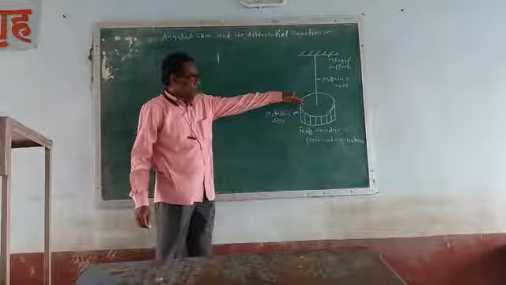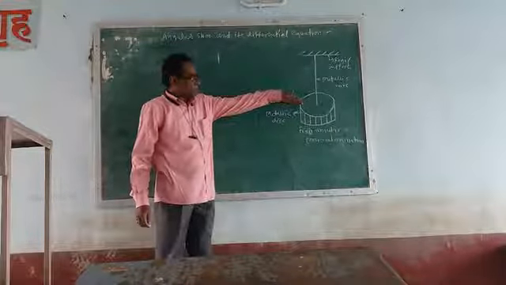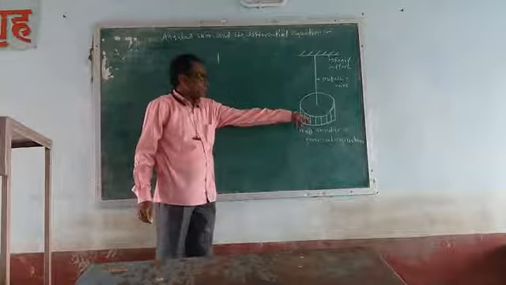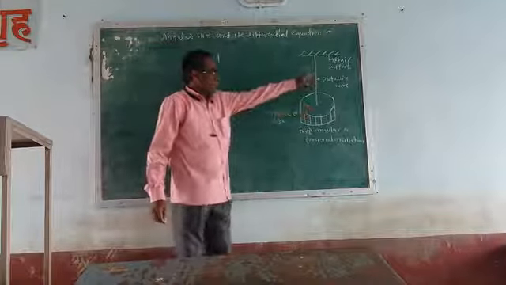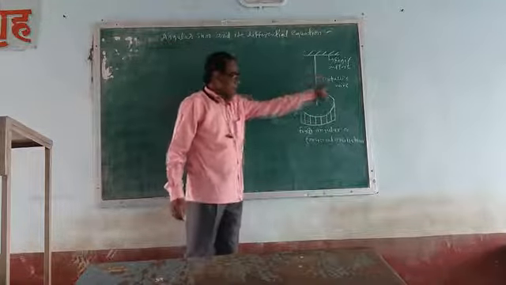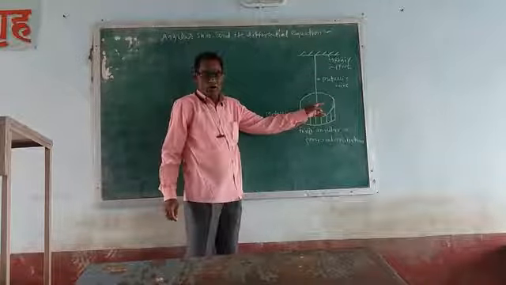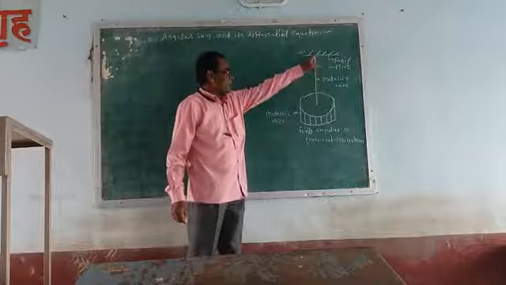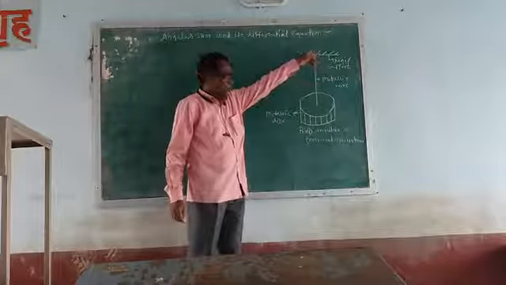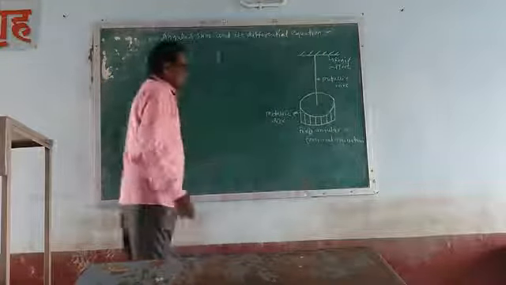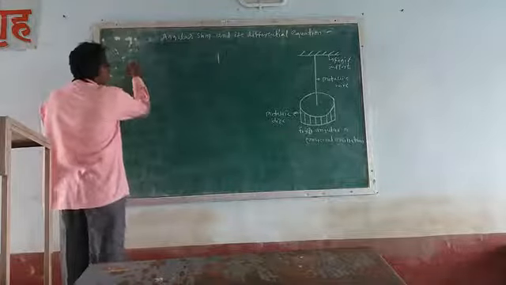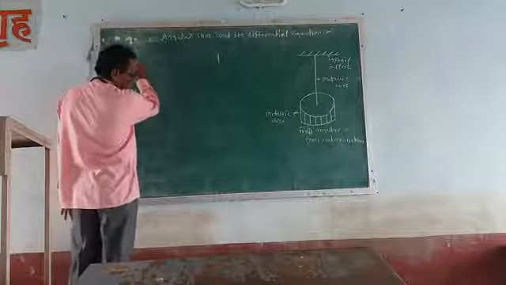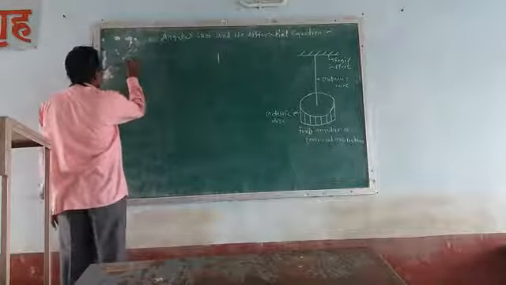Figure 1 shows a metallic disc. One end of the metallic wire is attached to the center of the metallic disc and the other end of the metallic wire is attached to a rigid support. Then we have to define angular or torsional oscillation.